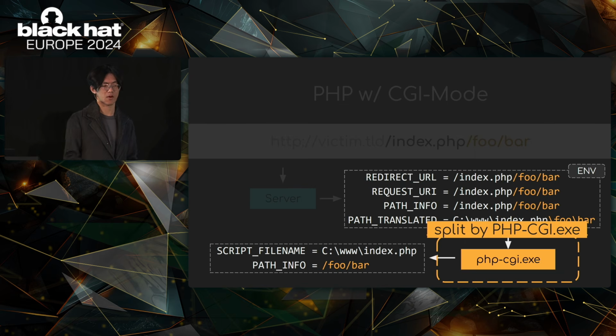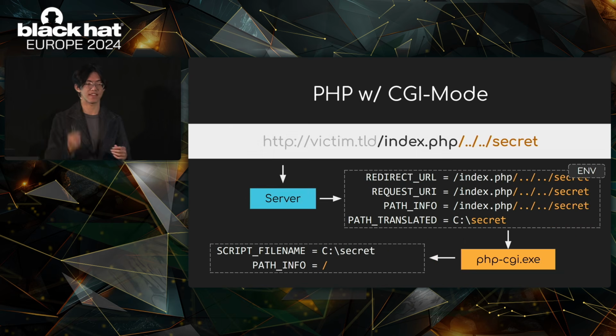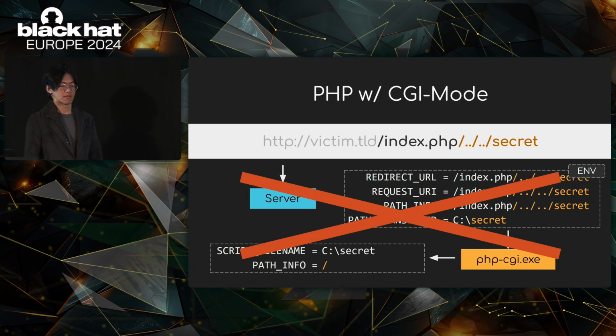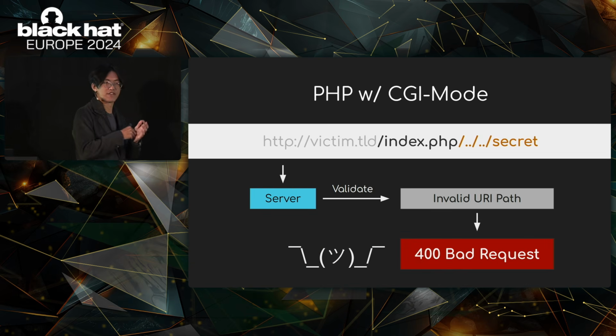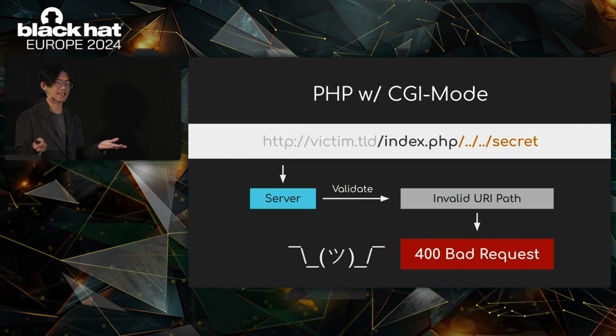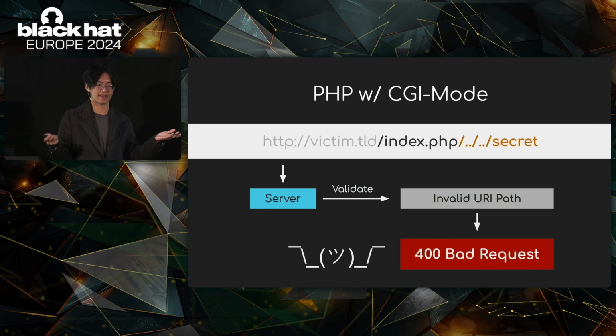So you might think, can we use the slash again to confuse the PHP CGI to make it get a wrong path? Unfortunately, it will not work, because the web server usually will validate the URL path. For this kind of case, it's like a double slash. It's obviously an invalid path, and you will just get a bad request.